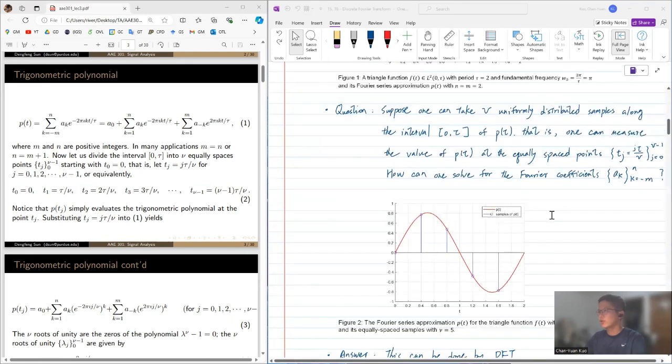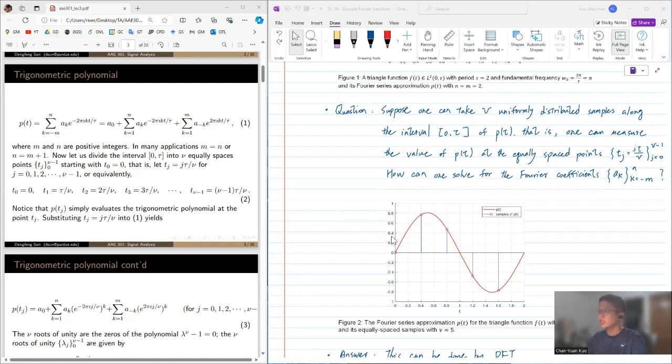Now I have a question for you. Suppose you can take nu uniformly distributed samples along the interval from 0 to tau of p of t. That is, if you can measure the value of p of t at the equally spaced points tj, and here tj is equal to j tau over nu, and j is an integer index from 0 all the way to nu minus 1. And the question is, how can you solve for the Fourier coefficients ak given these samples?